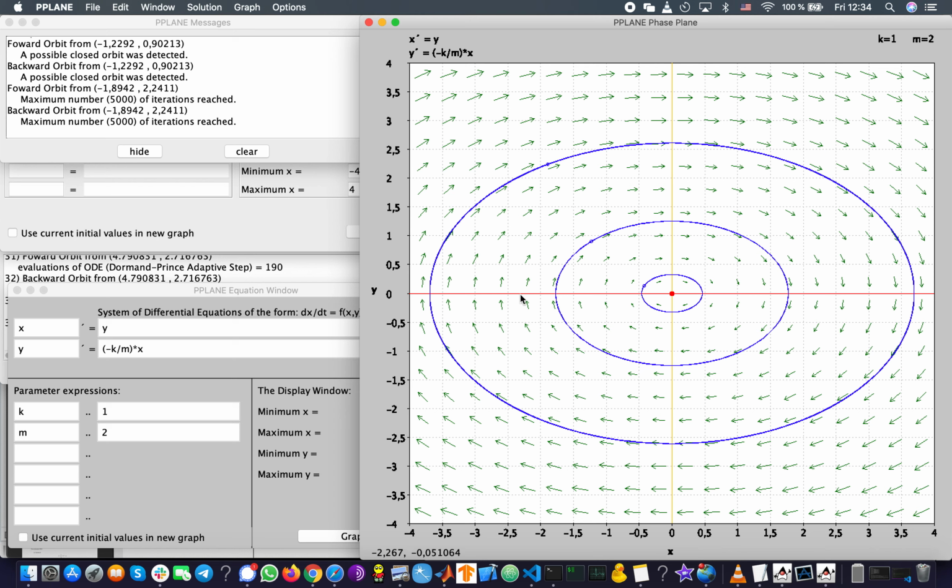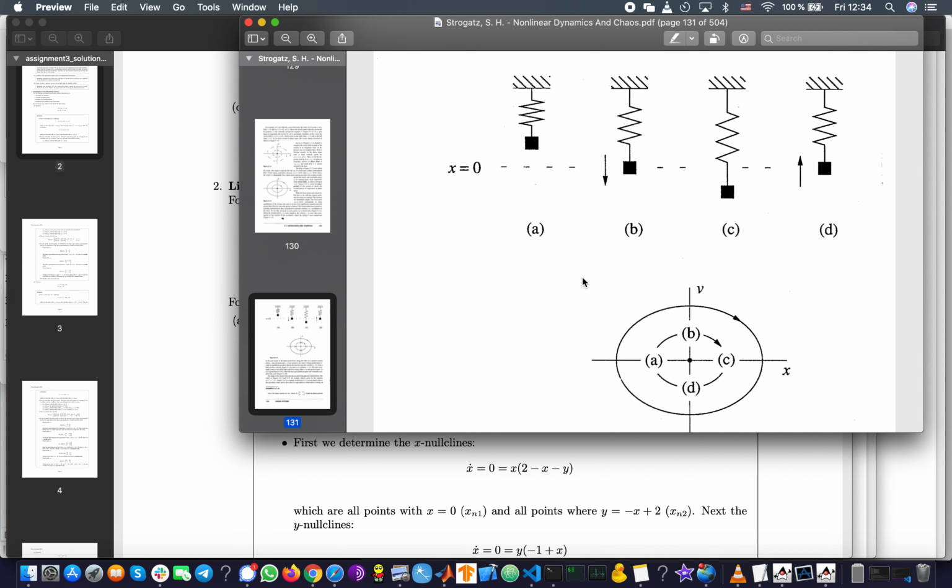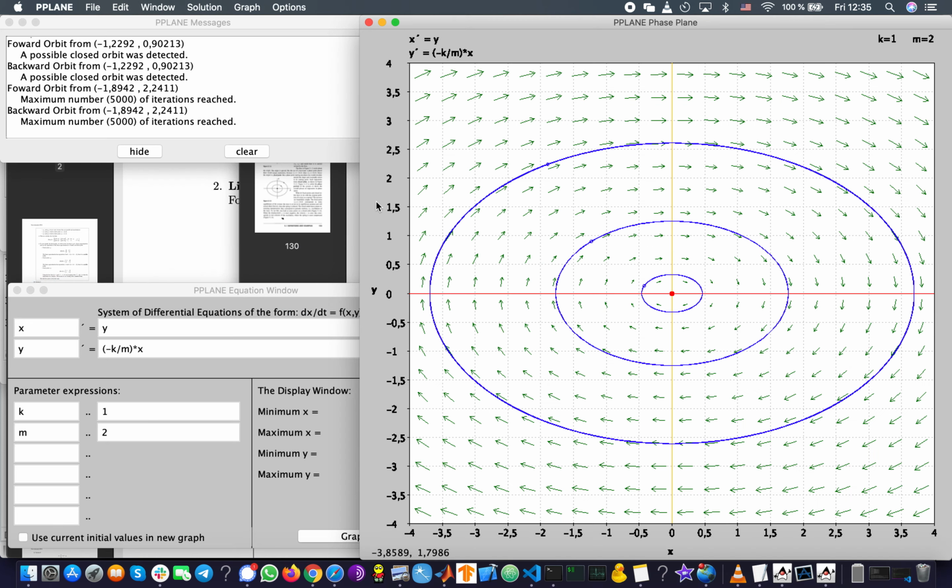So these are those A, B, C, and D regions here, four different behaviors. In one of them, x is increasing, going more positive, and the velocity also is positive. X is positive, velocity is positive. X is negative, velocity is negative. X is positive, velocity is negative, and vice versa. So you have four different parts.